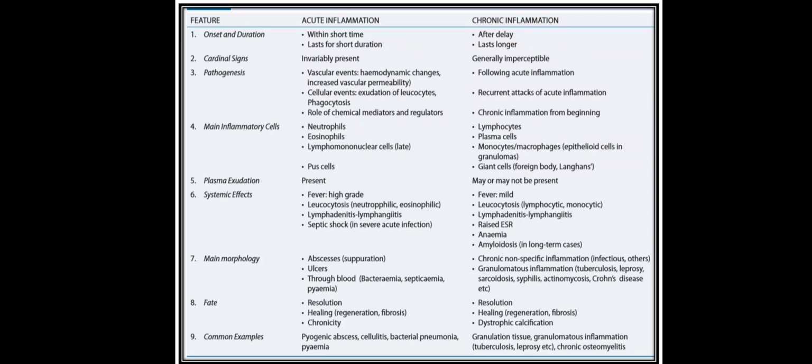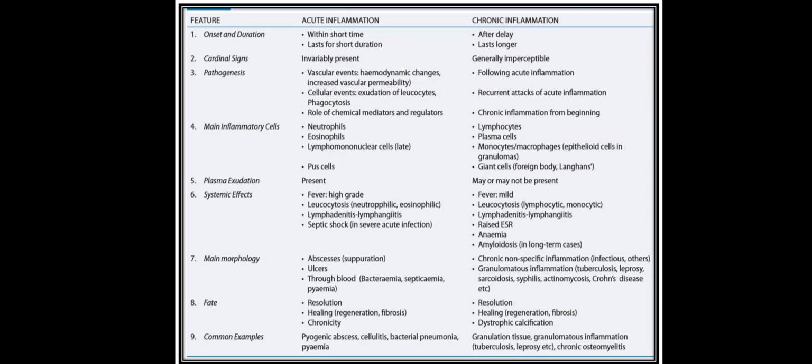Coming to pathogenesis, acute inflammation has vascular events, which are hemodynamic changes, increased vascularity, and cellular events like exudation of leukocytes, phagocytosis, and role of chemical mediators and regulators. In chronic type, it is usually of three types: following acute inflammation, recurrent attacks of acute inflammation, and chronic inflammation from the beginning itself.